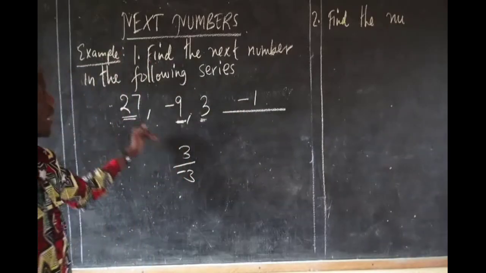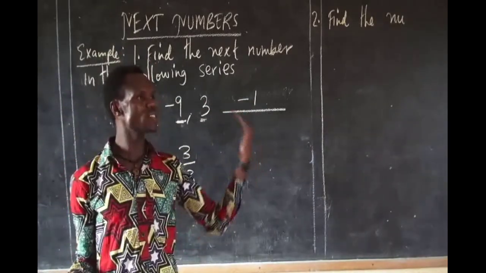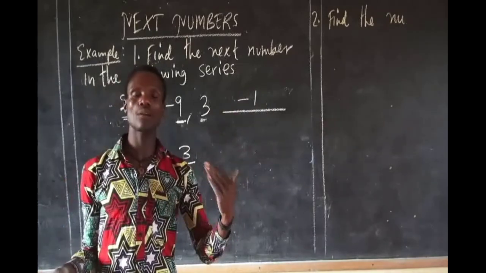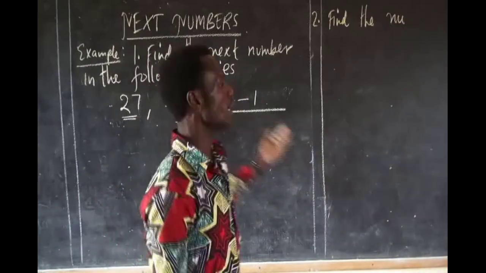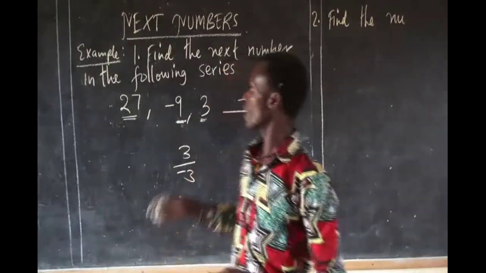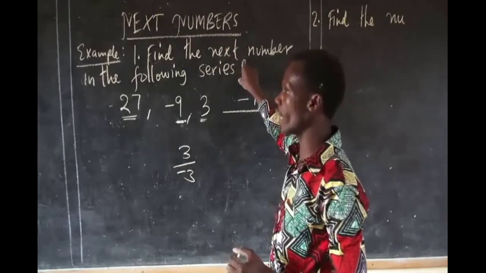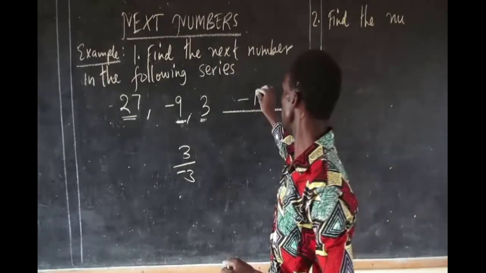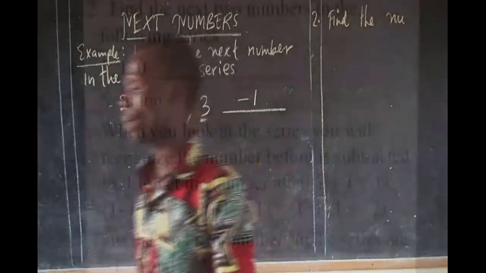Now let us see the second example. But remember, as I said, there is no definite or exact formula that is used to calculate the next number. We just use any formula, so far as we have recognized the question. This is how we do it. Now let us see the next example.